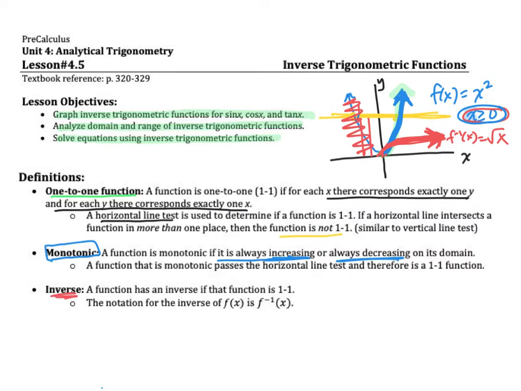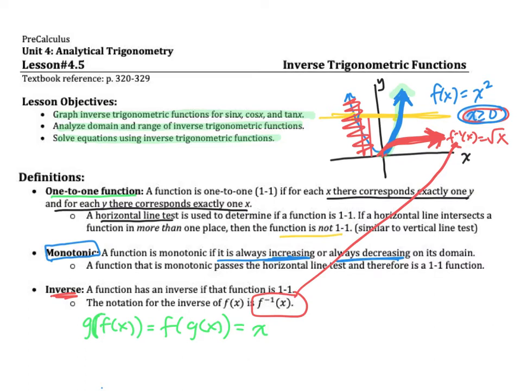So what is an inverse? An inverse means that it's going to be monotonic and one-to-one, and I already used the notation up here: f to the negative 1 of x is the inverse notation. Another thing we talked about in Algebra 2 Trig was that if g of f of x equals f of g of x, and both of those equal x, then that proves that the functions are inverses.